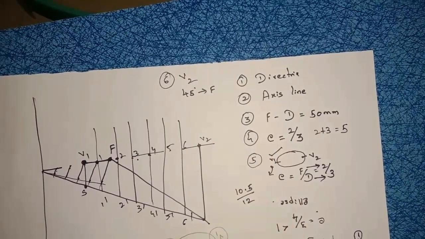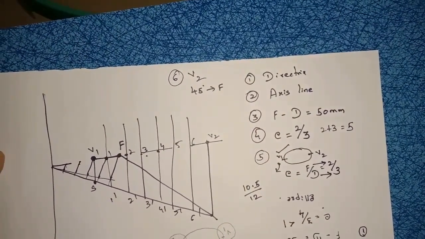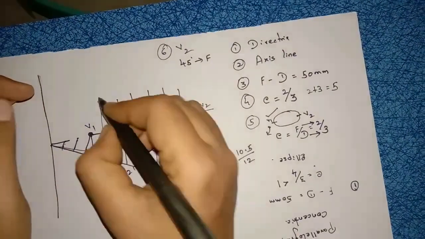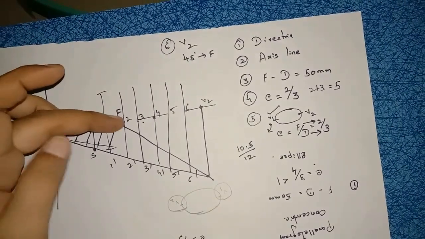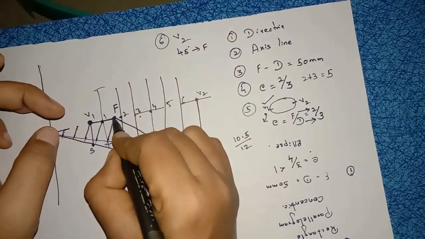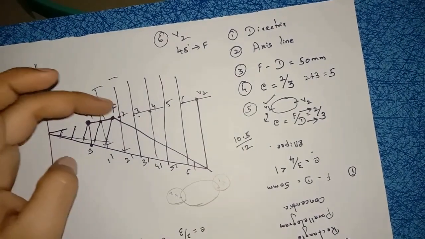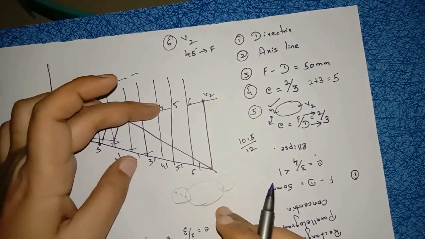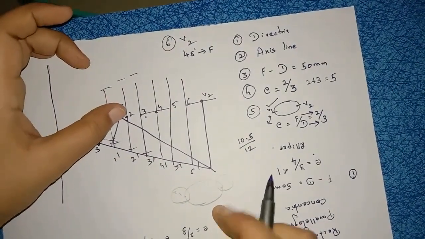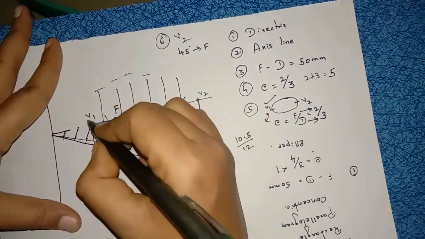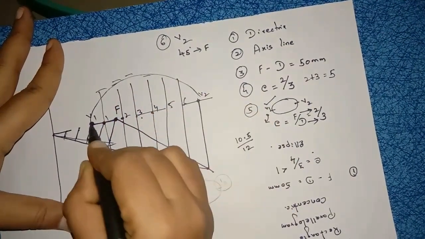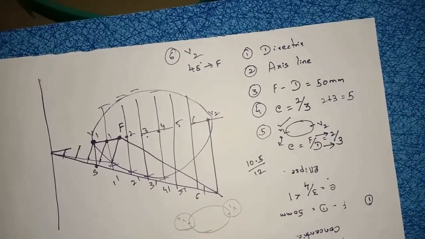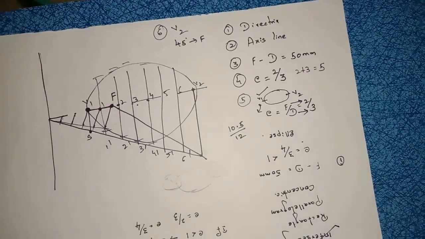Now how to construct the curve? 1, 1 dash as radius, F as center, draw the arc above and below. 2, 2 dash as radius, F as center, draw the arc above and below. 3, 3 dash as radius, F as center, above and below. 4, 4 dash as radius, F as center, draw the arc above and below. If you join all these arcs above and below, continue that, you will get the shape of the ellipse, right? So practice 2 to 3 times, definitely you will get this.